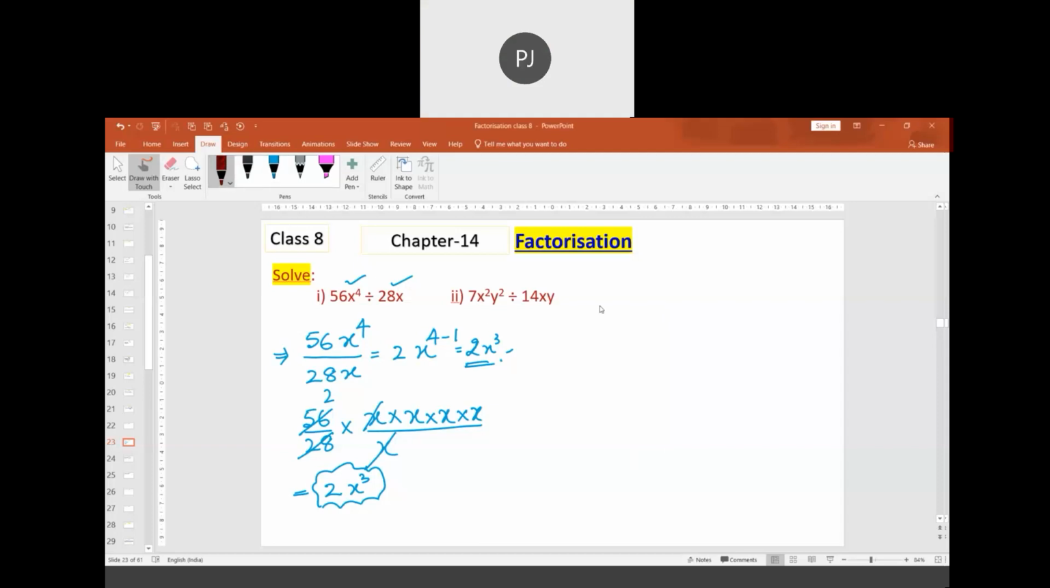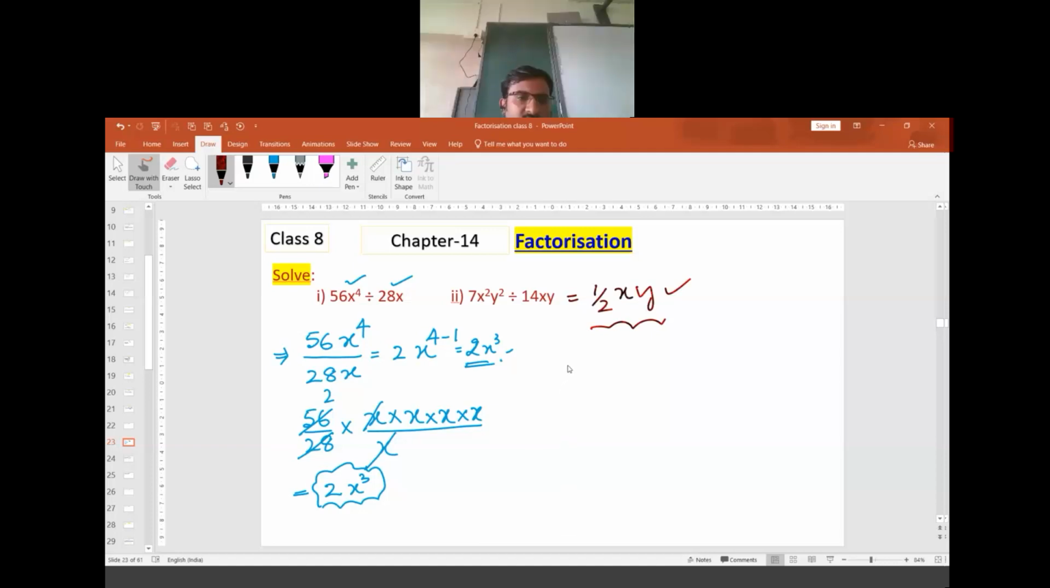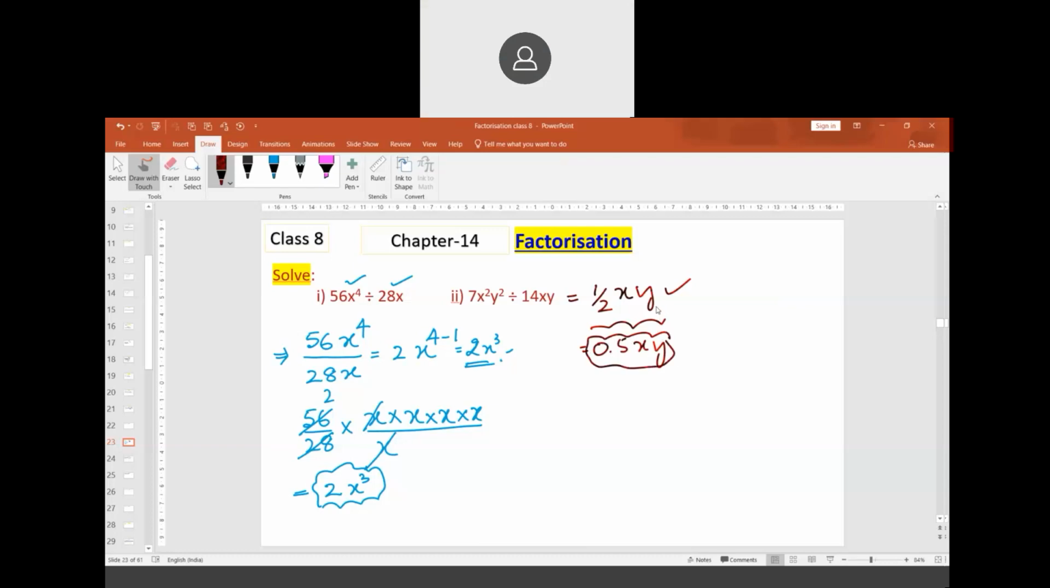The answer is 1 by 2 xy. Very good. Whenever we solve the algebraic expression, we better write in terms of fraction instead of decimals. It is no doubt 0.5 xy, but we prefer writing as a fraction, 1 by 2 xy.